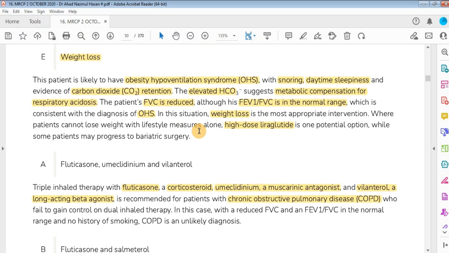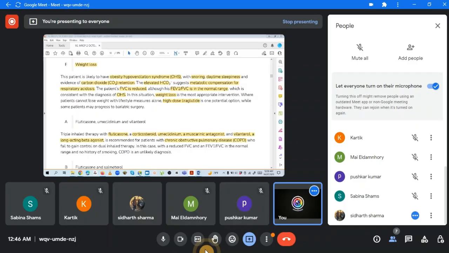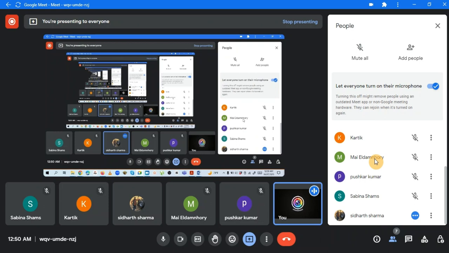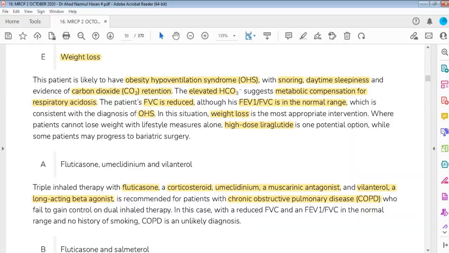So can anyone tell me the mode of action of liraglutide? What's the mode of action of liraglutide? They act on postprandial blood sugar. Are they meglitinides? So I'm confused. Liraglutide is the GLP-1 agonist, okay? GLP-1 agonist.